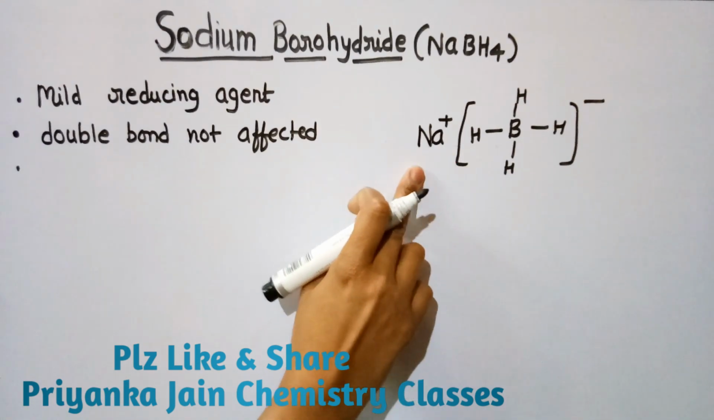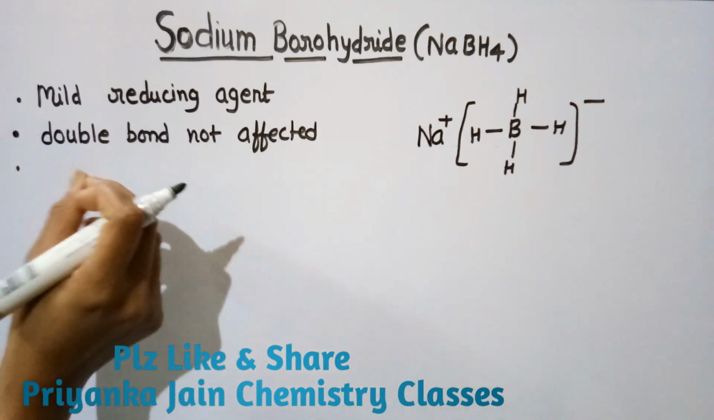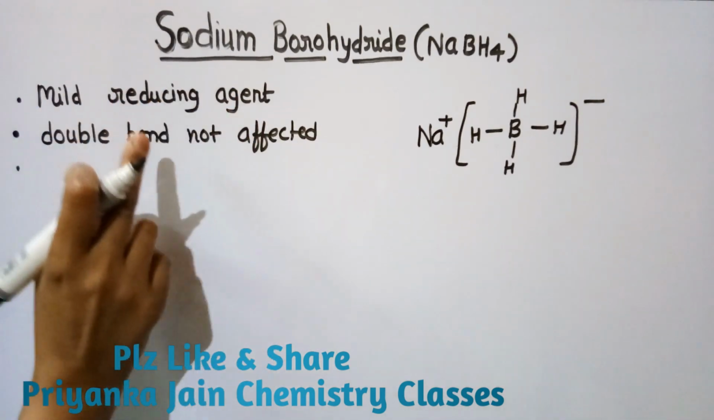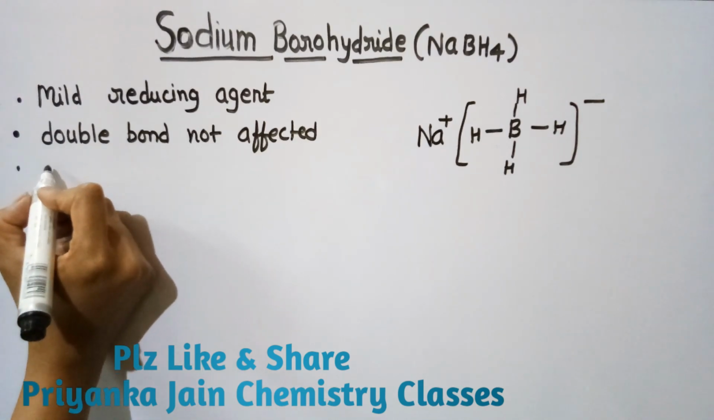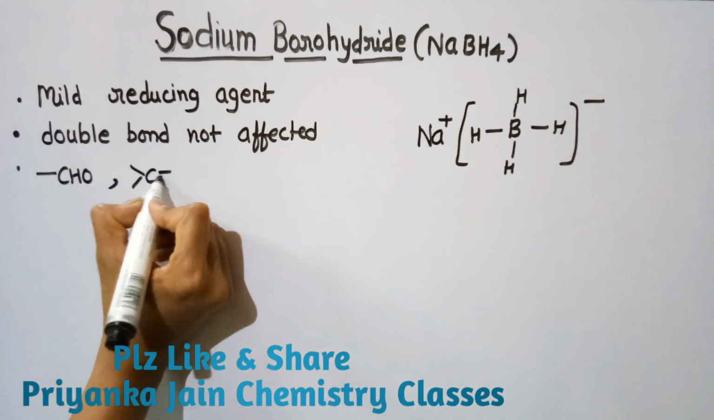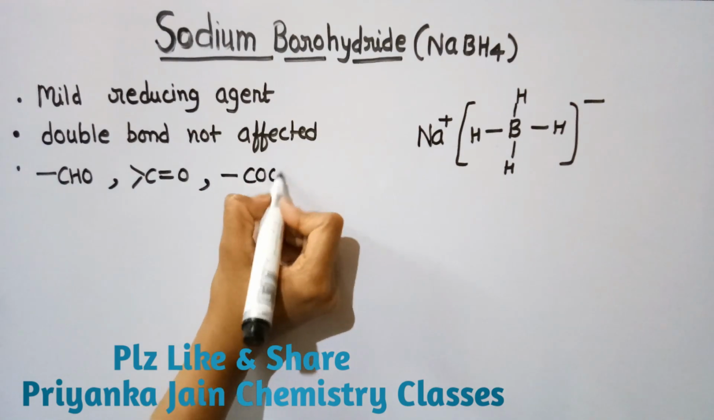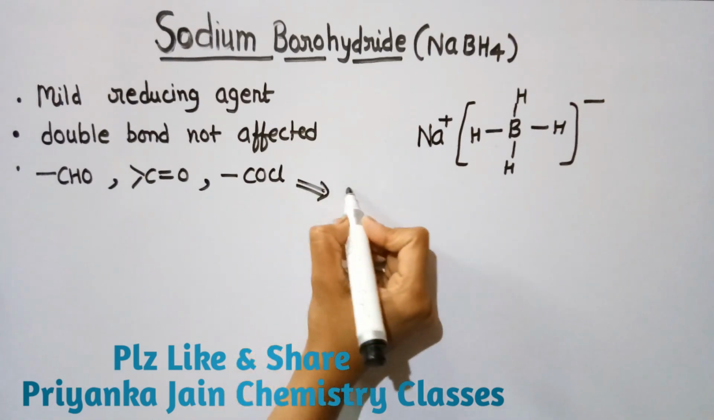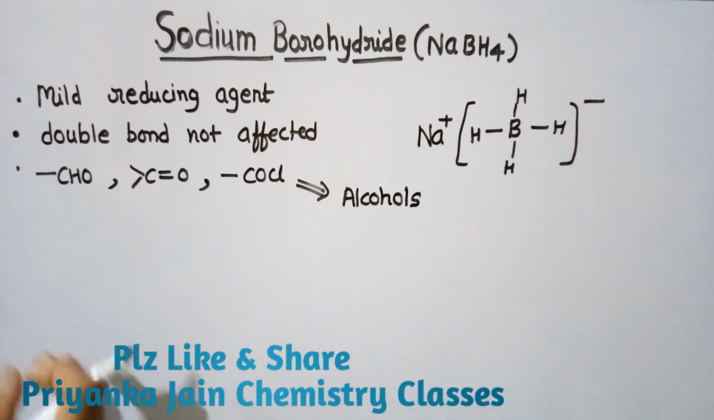And where is it used? It is a selective reducing agent. One thing is that it is a milder reducing agent and it is a more selective reducing agent. It means it will selectively reduce the carbonyl group, if there is any aldehyde group, keto group, or acid chloride group. If these groups are present, then all these groups will get reduced to alcohols selectively, in the presence of any other group.